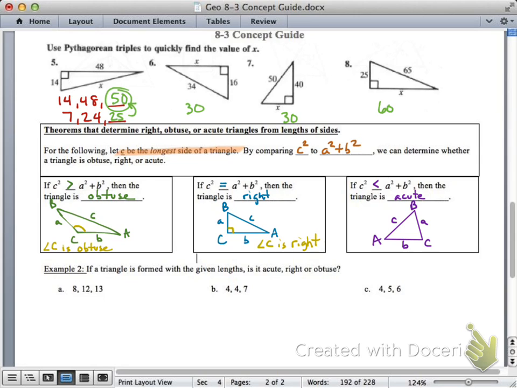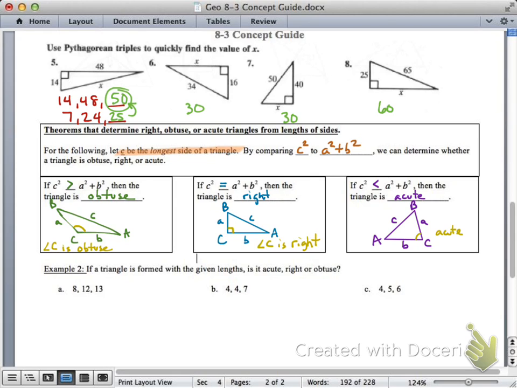So what happens here? Angle C is an acute triangle. By comparing the biggest side squared versus the sum of the other sides squared, you can know what type of triangle you have. So example 2 down here.